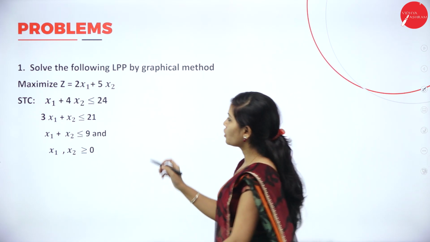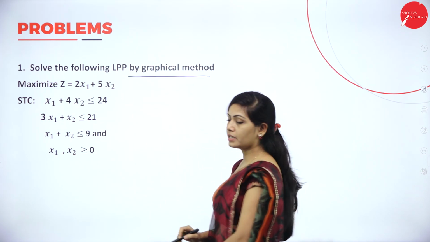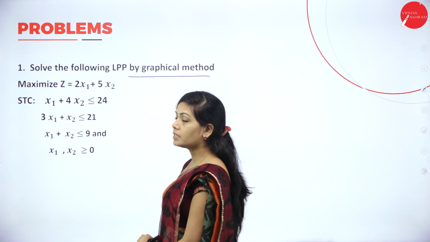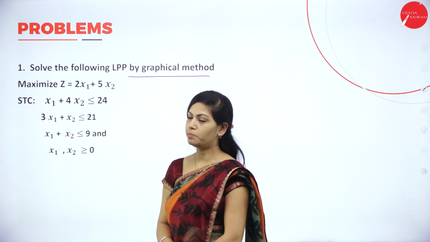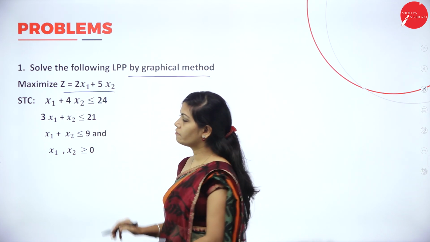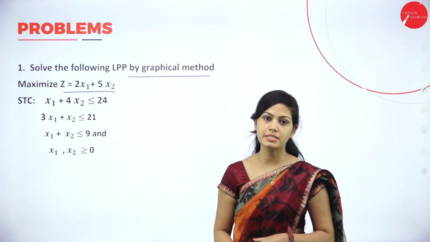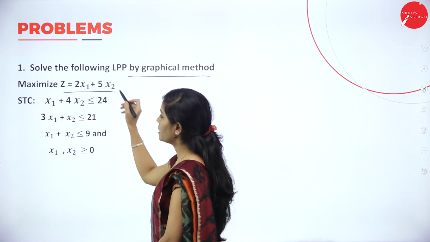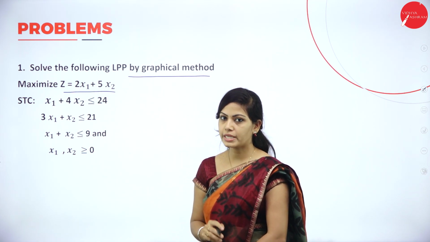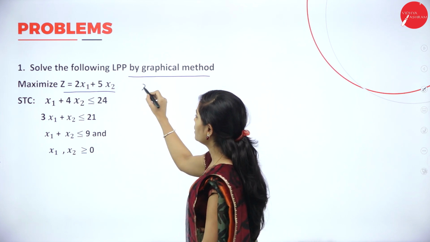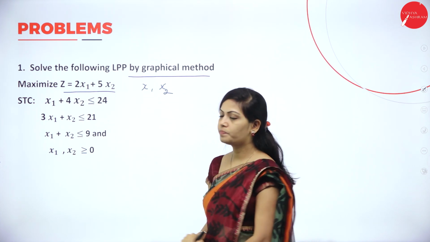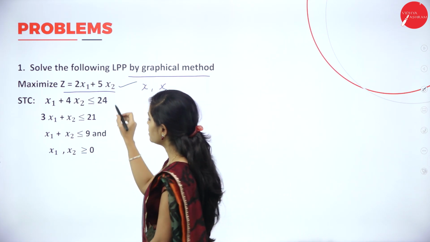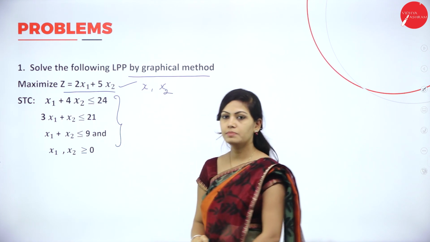The first problem is: solve the following LPP by graphical method. Here we have an LPP model, and using it we can solve a graphical problem. First we have to check whether it is a maximization or minimization problem. Here we have max z is equal to 2x1 plus 5x2. We have two decision variables called x1 and x2. This is called the objective function, and subject to it we have three constraints.